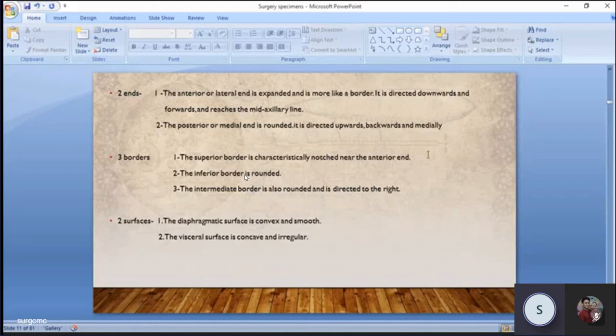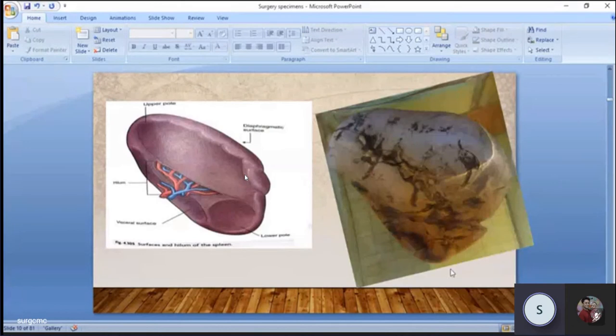The posterior medial end is rounded. It is directed upwards, backwards and medially. Three borders: the superior border is characteristically notched near the anterior end. The inferior border is rounded. The intermediate border is also rounded and directed to the right. The two surfaces: the diaphragmatic surface is convex and smooth. The visceral surface is concave and irregular. This is the smooth one and this is the concave visceral surface.